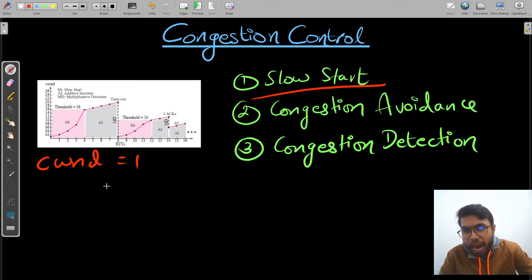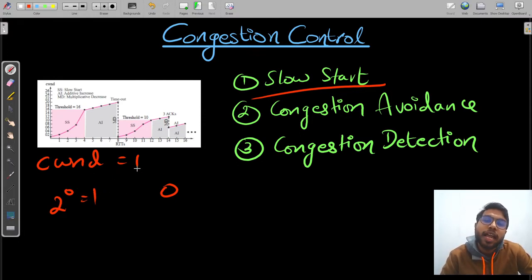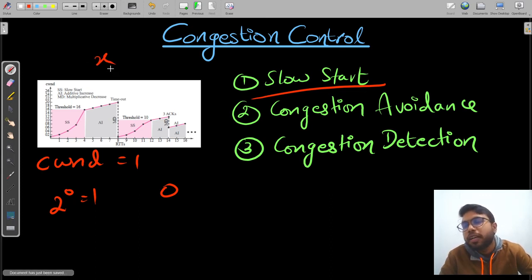This is done using your acknowledgements. So when I'm sending my first thing, how many acknowledgements do I have? 0. And my window size is 2 raised to power 0, which is 1. So I set my congestion window to 1 and I send. The receiver window, let's say, is X. Let's assume that it is not 0, so between 1 and X, you get the minimum. So you send it.